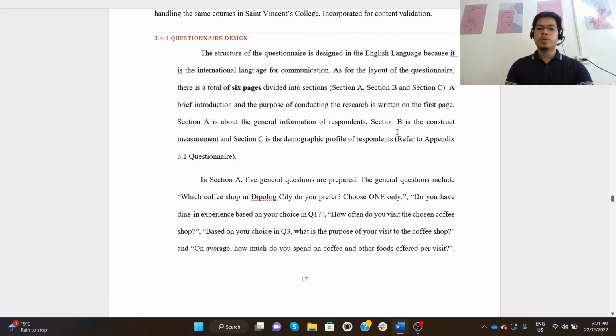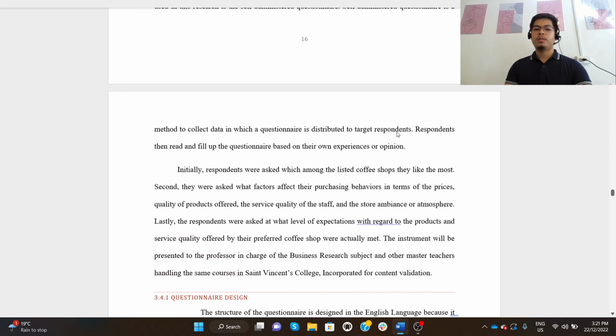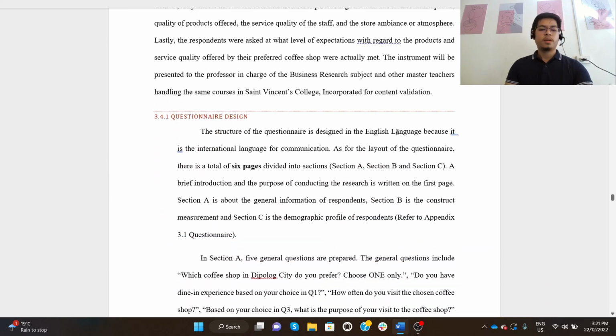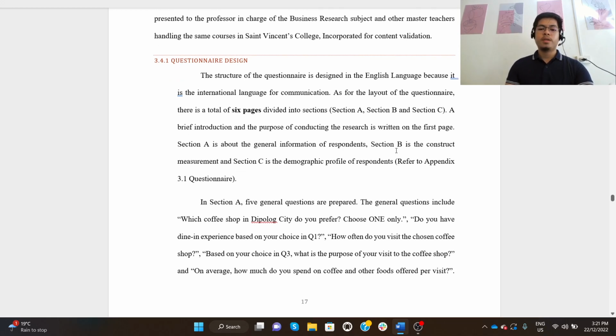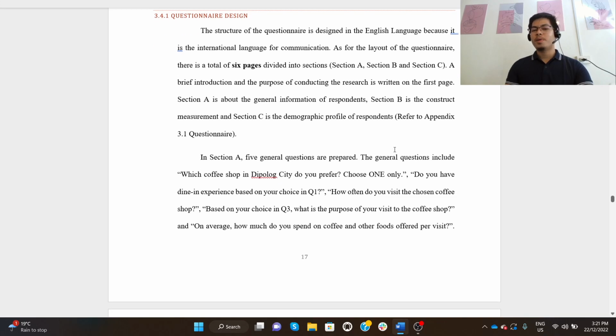Okay, so we have the questionnaire design. This is a subtopic of the research instrument. The structure of the questionnaire is designed in the English language because it is the international language for communication. As for the layout of the questionnaire, there is a total of 6 pages divided into sections: Section A, B, and C. A brief introduction and the purpose of conducting the research is written on the first page. Section A is about the general information of the respondents. Section B is the construct measurement, and section C is the demographic profile of respondents.